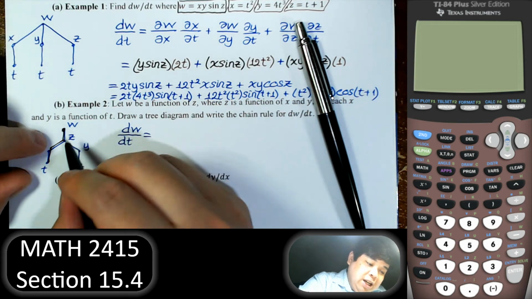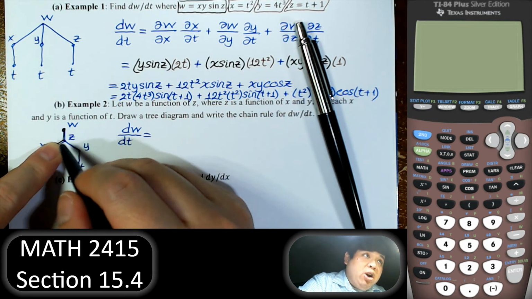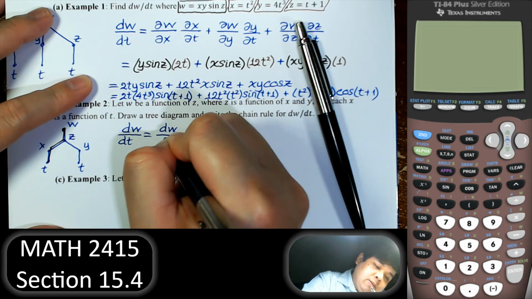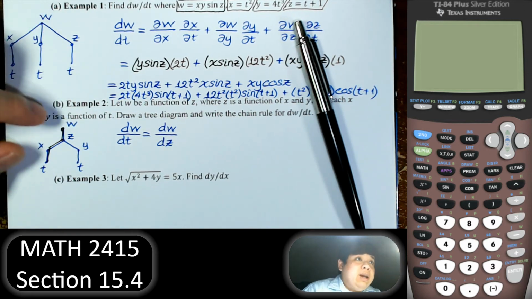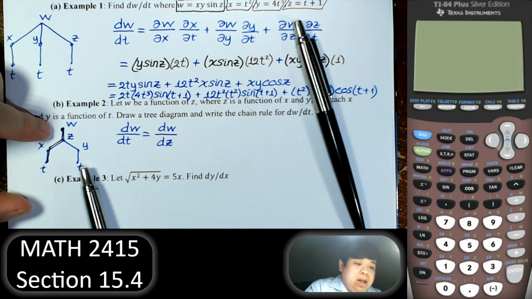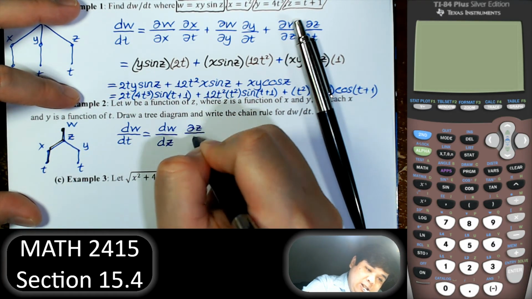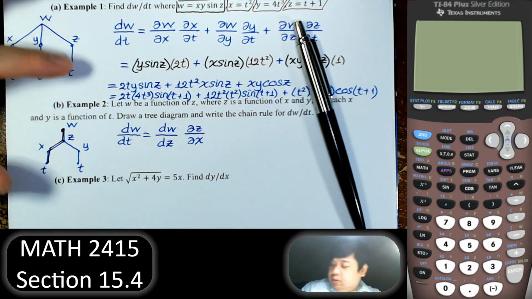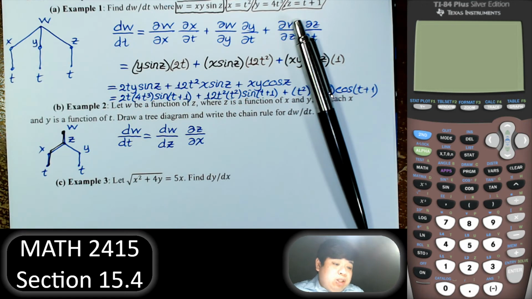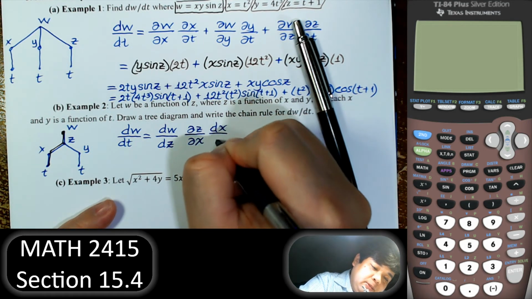First one, W to Z, there's only one path, only one variable. So this is going to be just the derivative, just the notation thing. Next, from Z to X, from Z there are two variables, X and Y. So if we go from Z to X, this is partial derivative. And then from X to T, there's only one path. So just the derivative.